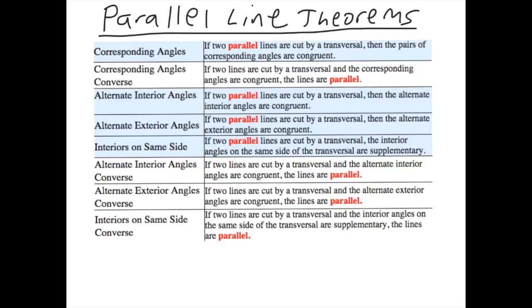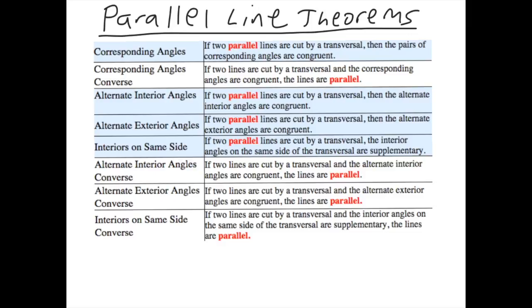The first four, the four that are in blue, we've sort of already talked about, although I didn't name them as theorems. So, corresponding angles, alternate interior angles, alternate exterior angles, and interiors on the same side, or as I said, same side interiors. Those all have their rules. The corresponding and the alternates are all congruent. The same side interiors, and it doesn't have the same side exteriors here, but that's also true, those are supplementary.